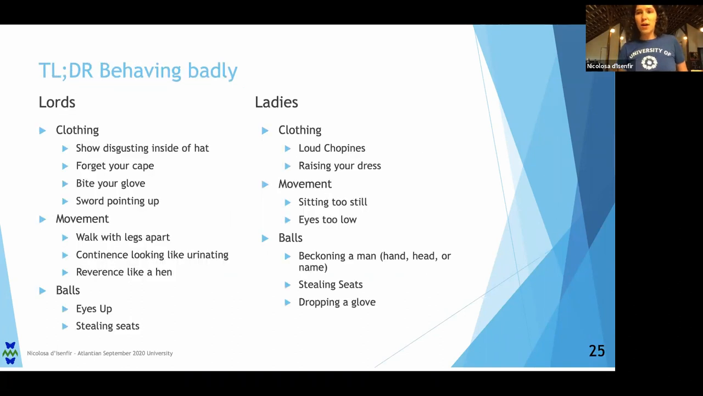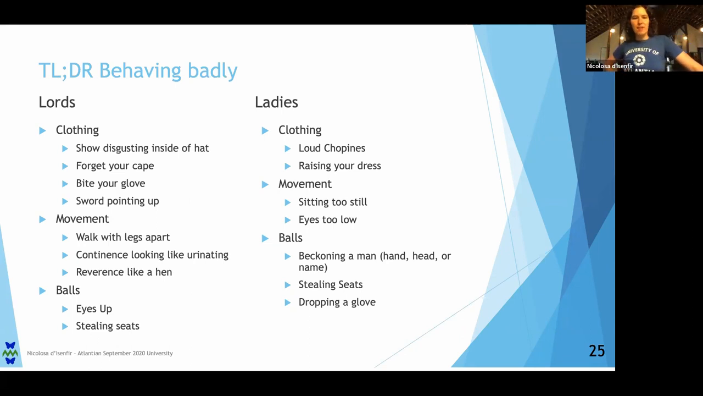And since I just went through a whole bunch of slides and we really just want to condense how to behave badly, let's talk through the final points. One, show that disgusting cap. Forget your cape altogether, which again, many of us already do. You can bite your glove and have that sword pointed up. So before even getting to the event, you can dress and act badly. As you move, walking into that event, keep those legs apart, swaggering around, making an unsightly scene. As you're doing your continenze, just get those legs wide open and stand a little bit. And then during your reverence, go ahead, sit like a hen. That will be the most rude and unsightly behavior.